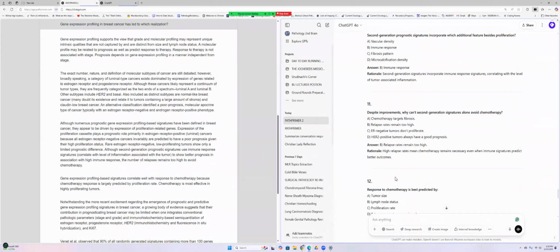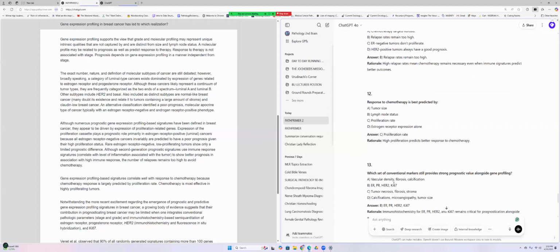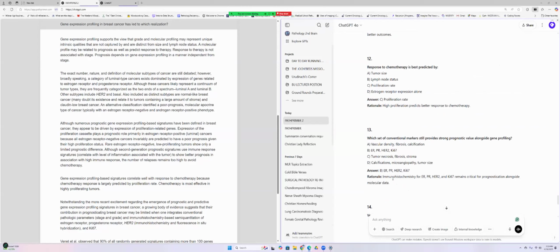Relapse rate too high. Yeah, high relapse rates are common. Chemotherapy remains necessary even when immune signatures predict better outcomes. Response to chemotherapy is best predicted by what? Proliferation rates. Yes. The higher the proliferation rates, the better the response to chemotherapy, because rapidly multiplying cells are good targets for chemotherapy.